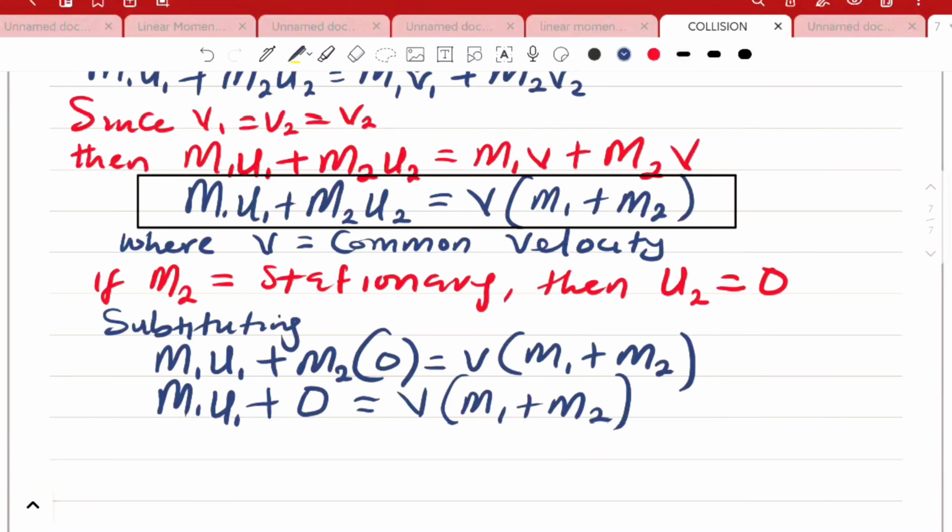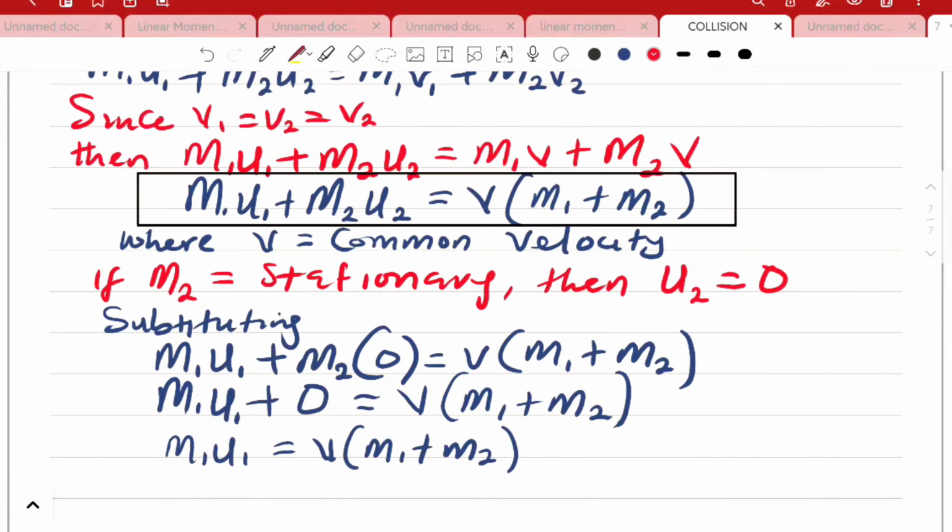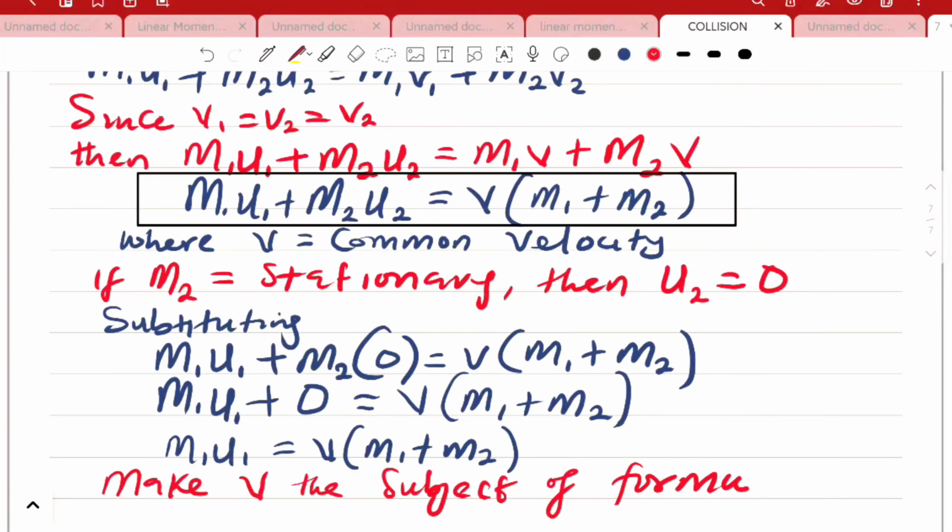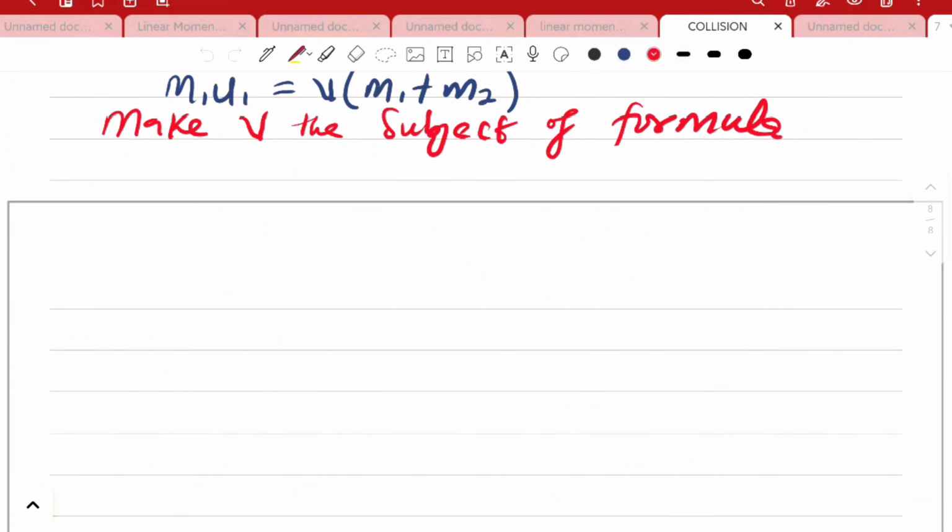Is that clear? Now we want to make V the subject of the formula. So M1U1 is equal to V into M1 plus M2. So let's divide through by M1 plus M2. Is that clear? So that we can make V the subject of the formula. Hope this is clear to you.